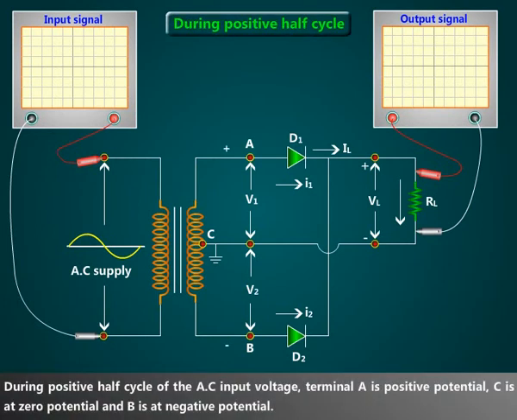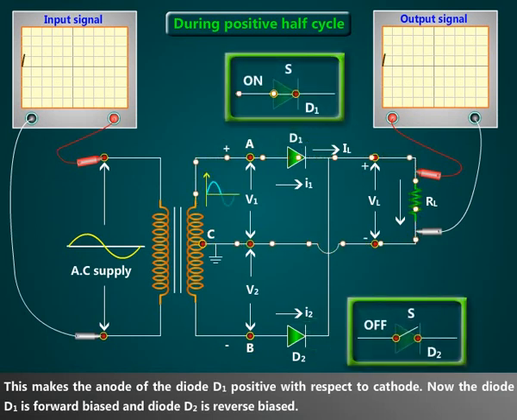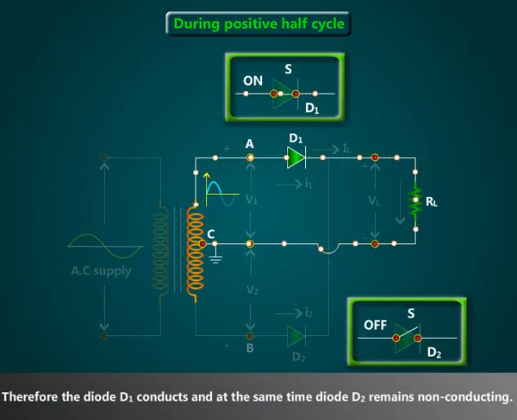Working. During positive half cycle of the AC input voltage, terminal A is at positive potential, C is at zero potential and B is at negative potential. This makes the anode of the diode D1 positive with respect to cathode. Now the diode D1 is forward biased and diode D2 is reverse biased. Therefore, the diode D1 conducts and at the same time diode D2 remains non-conducting.